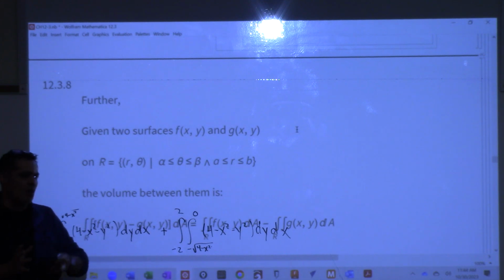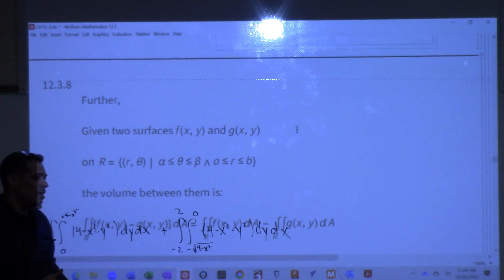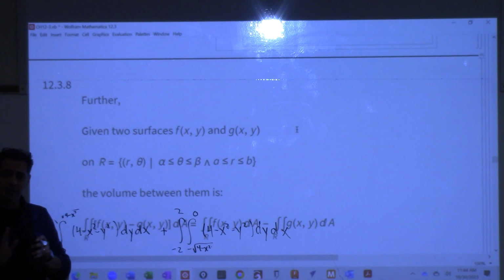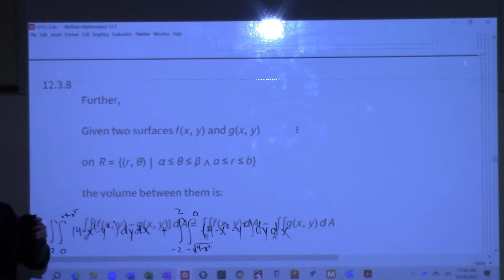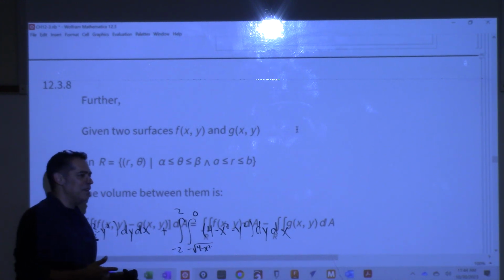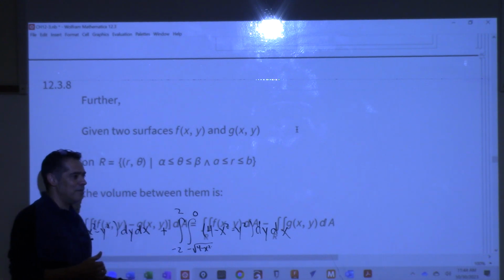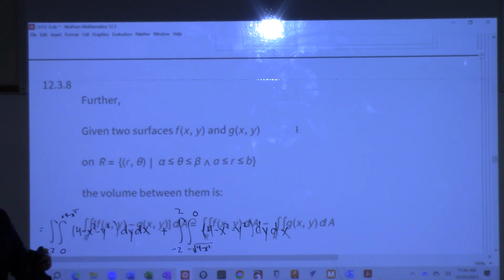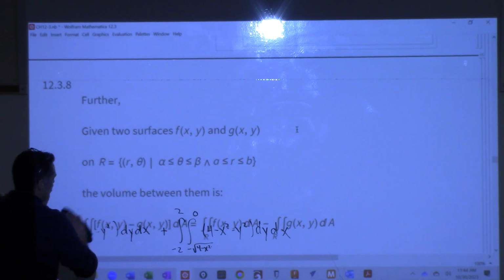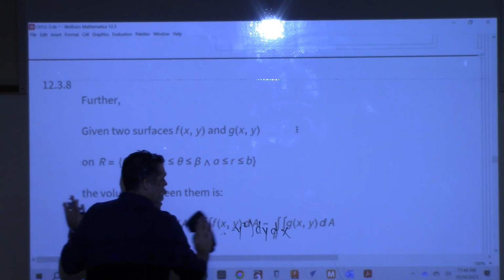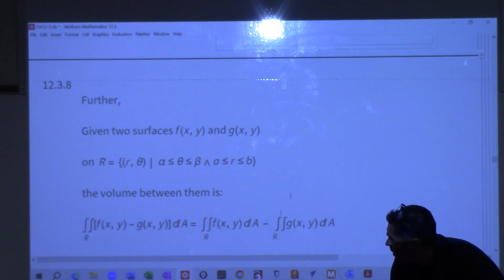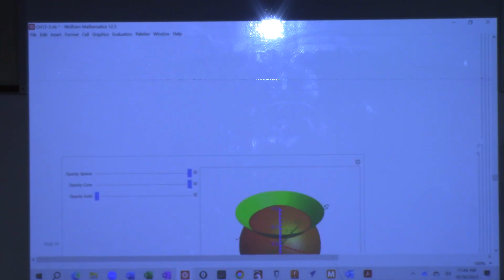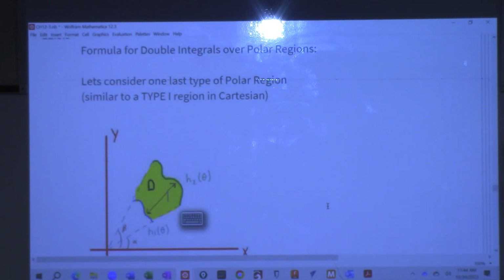Instead of both your r and your theta being stuck between constants, you could have your theta between two constants and your radius between two functions of theta, or you could have your radius stuck between two constants and your theta stuck between two functions of r, right? But we will only deal with one kind, all right? I'm going to jump to that. Where is it? Okay, so this is it.